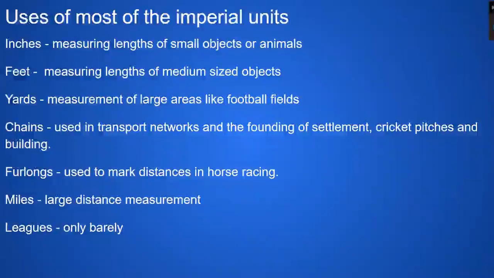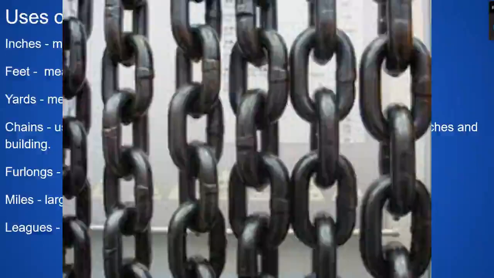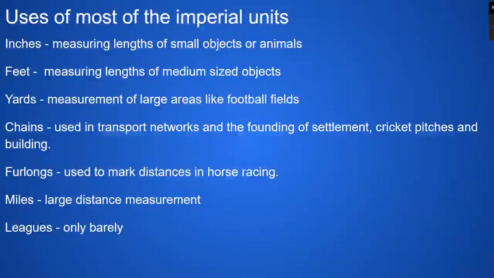Uses of most of the imperial units. We've got inches, and actually most zoologic and biologic data is stored in inches. You've got feet, you have yards. Feet are used for medium sizes, yards are used for large areas like, say, your house or a football field. Chains, we're not talking about these chains, okay, we're actually talking about the measurement chains.